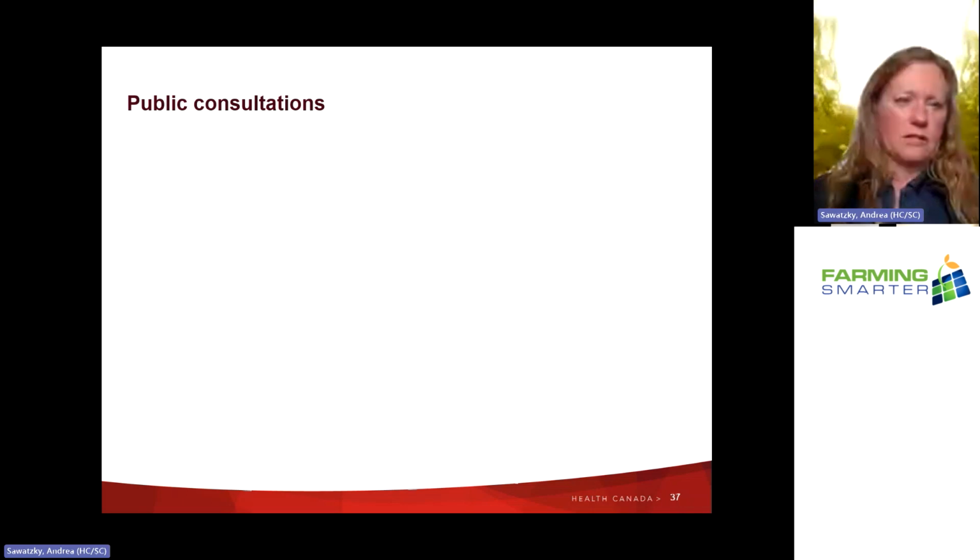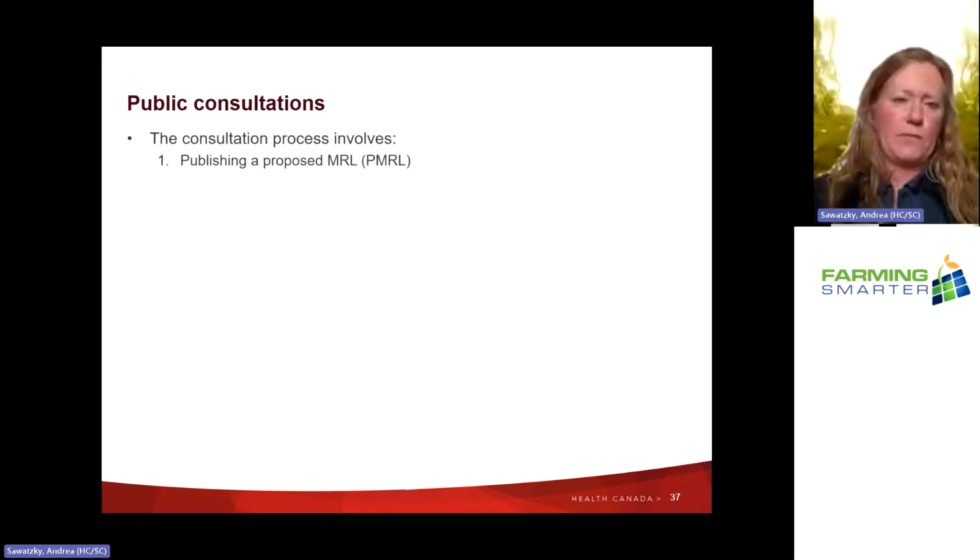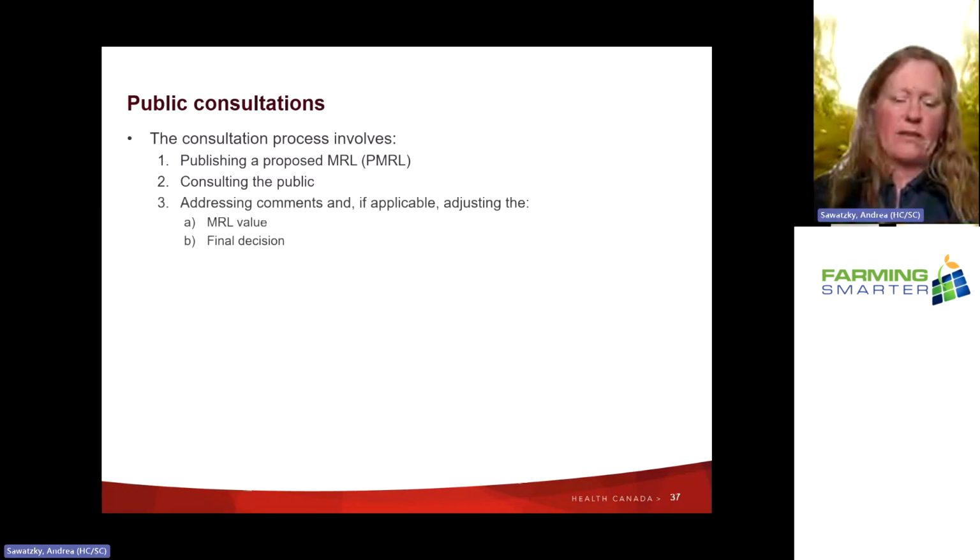So when you have a consultation process, you publish a proposed maximum residue limit and consult with the public, usually open for say 60 days, and any comments that come in from the public are addressed. And if needed, the MRL value or the final decision might be adjusted.